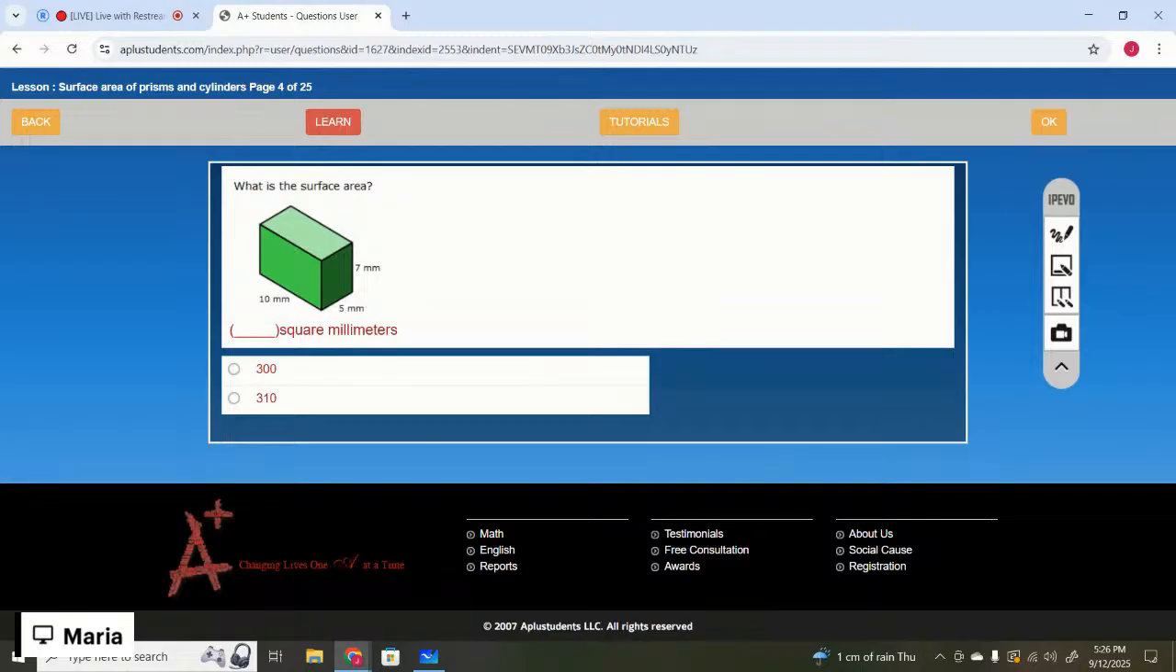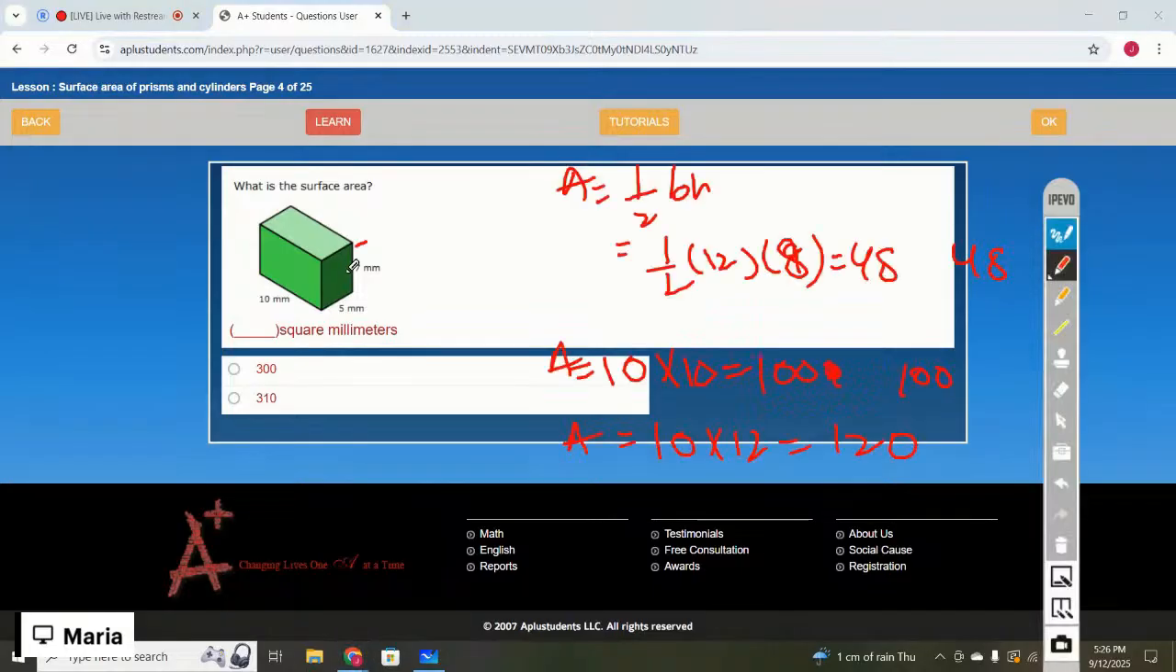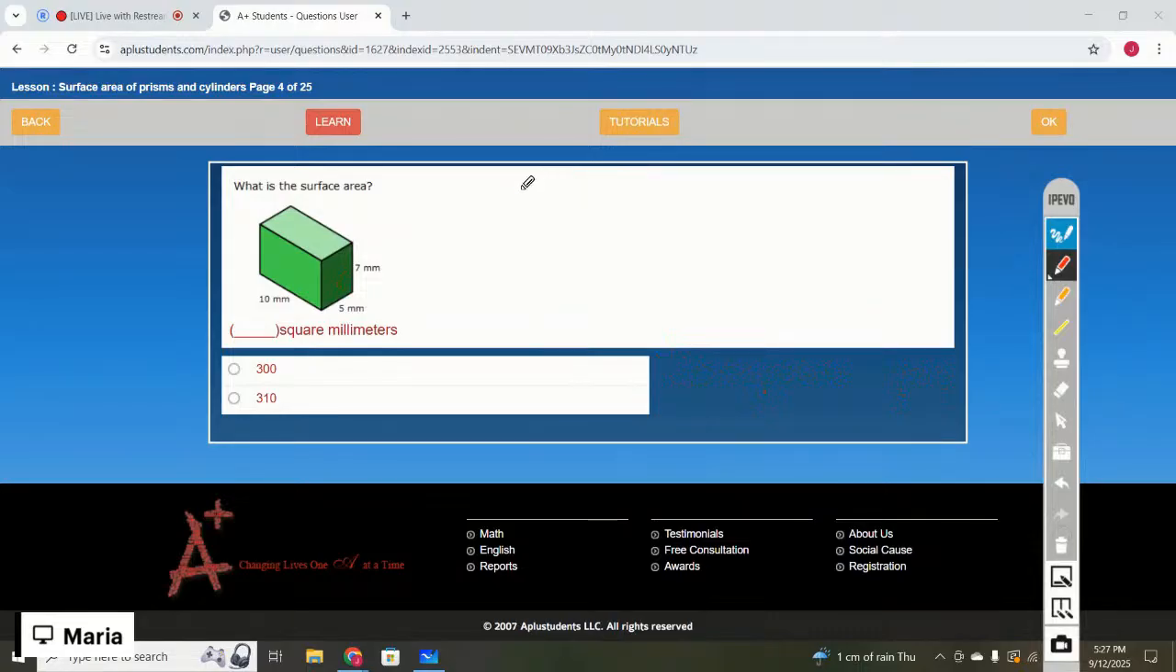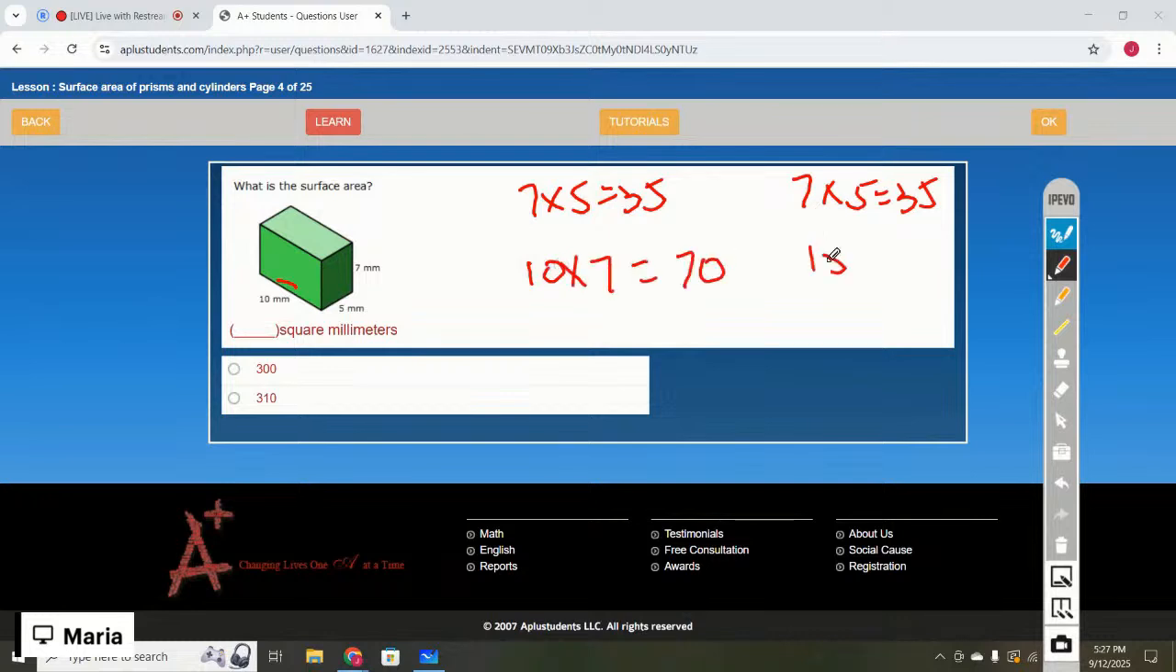What is the surface area? So we need to calculate the surface area of each face. Start from here: 7 times 5 is 35. For the other side you have the same area. Now calculate the area of this side: 10 times 7 is 70. 10 times 7 is 70. And for the bottom and top, 10 times 5 is 50.